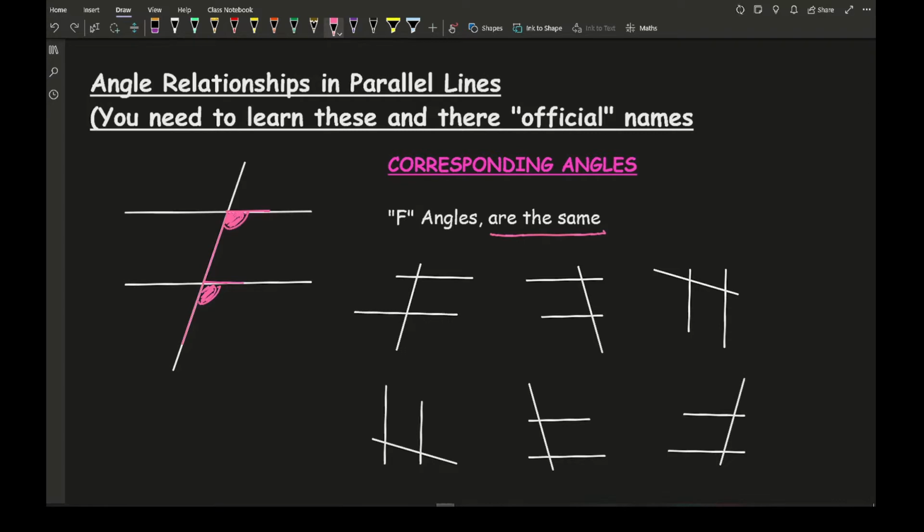Now the reason we no longer call these F angles is because Fs can appear in different variations. So for example, if I take this diagram here, if I mark an F that's the wrong way round, these two angles here would also represent a corresponding angle, and therefore those angles will be the same size, given that these lines are parallel. So one thing I should do is mark which lines are parallel, like so.